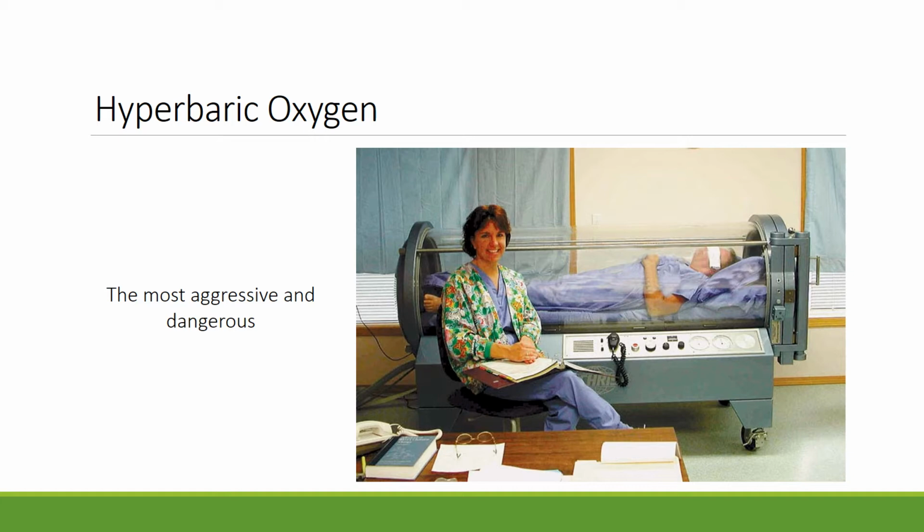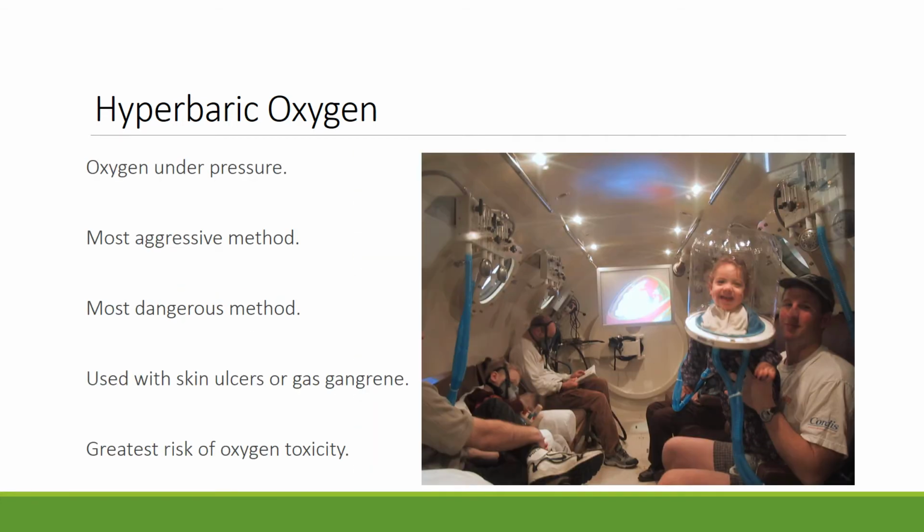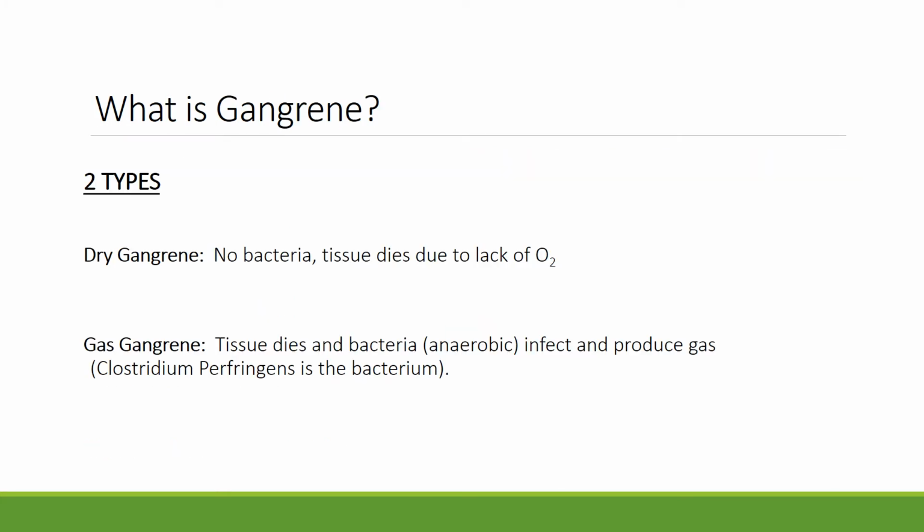Other conditions that might be treated with hyperbaric oxygen therapy include serious infections, bubbles of air in your blood vessels, and wounds that will not heal, usually as a result of diabetes or radiation injury. Just to recap, hyperbaric oxygen is oxygen administered under pressure. It is the most aggressive method of administering oxygen, and it is the most dangerous method. It is used with skin ulcers or gas gangrene in many cases, and it has the greatest risk of oxygen toxicity. Gangrene refers to the death of body tissues due to lack of blood flow or to a bacterial infection.